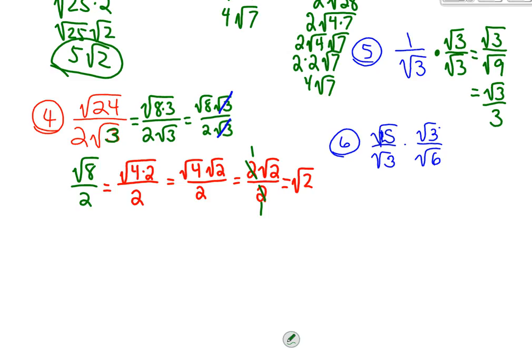Then the next problem, this number 6, if you'll write that one down, it's a little bit hard to see, but it should just be the square root of 5 over the square root of 3 times the square root of 3 over the square root of 6. So take a minute and you can write that down. I'll get rid of my yellow there.